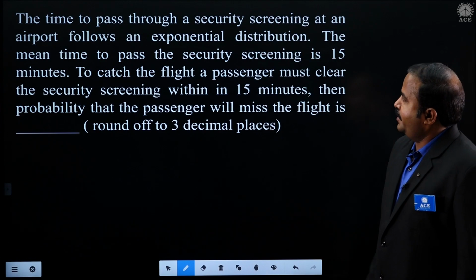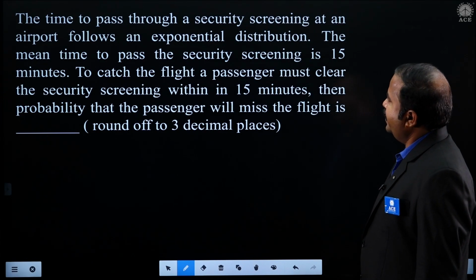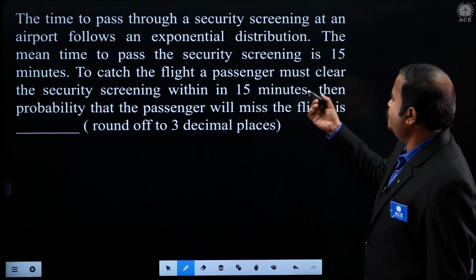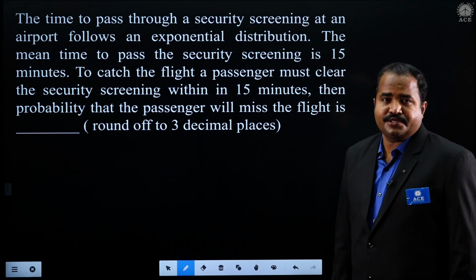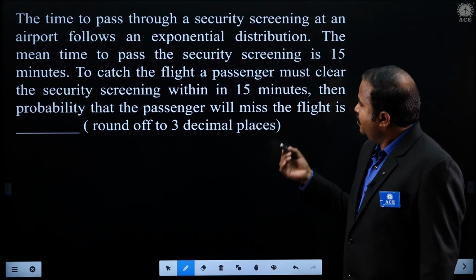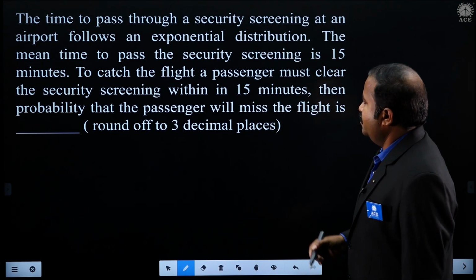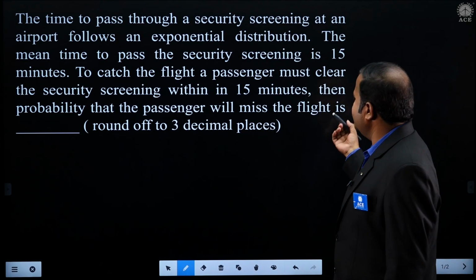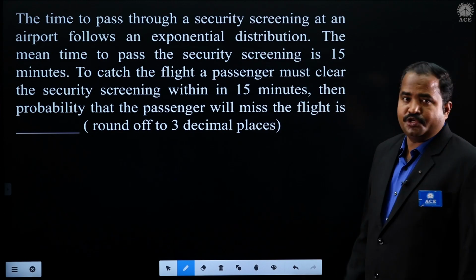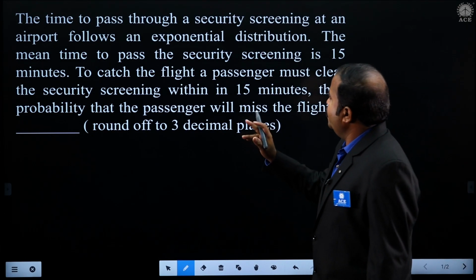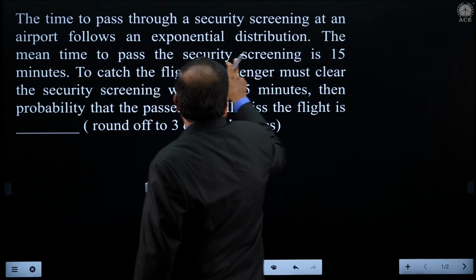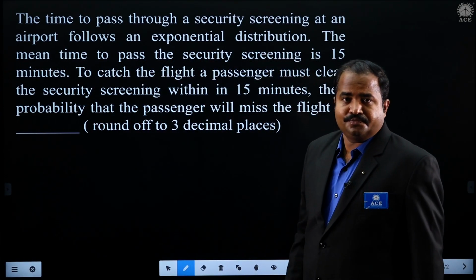Look at the question. The time to pass through a security screening at an airport follows an exponential distribution. The mean time to pass the security screening is 15 minutes. To catch the flight, a passenger must clear the screening within 15 minutes. So then the probability that the passenger will miss the flight is... This is from probability related to exponential distribution. In the given data, the mean time to pass the security screening is 15 minutes, right?